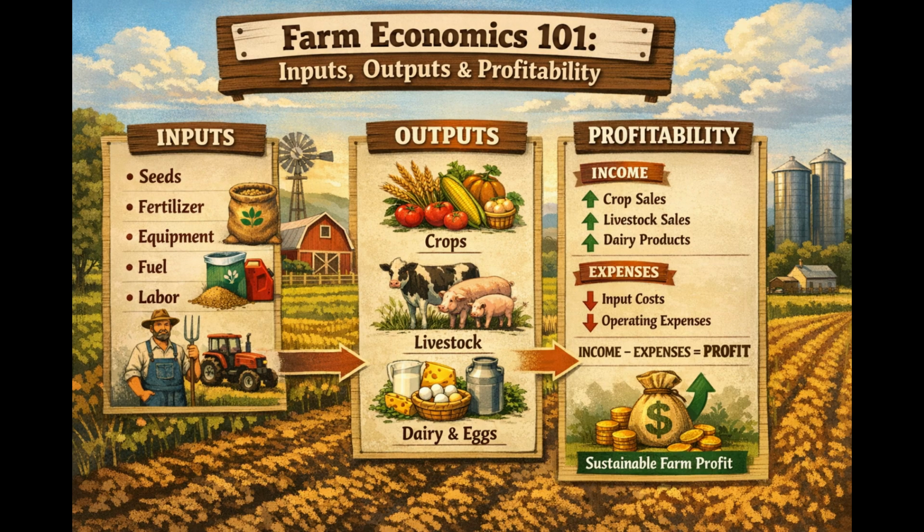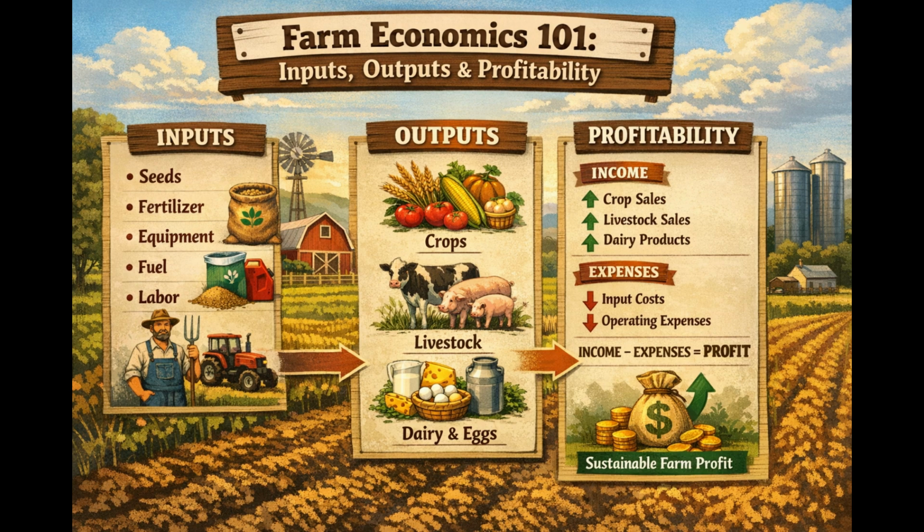Here's where farmers get into trouble. They look at their gross income and think, wow, I had a great year. I made $50,000. But they haven't carefully tracked all their expenses. They forget about some costs, or they don't account for their own labor, or they ignore depreciation on equipment. And then at the end of the year, they wonder why there's no money left in the bank account.